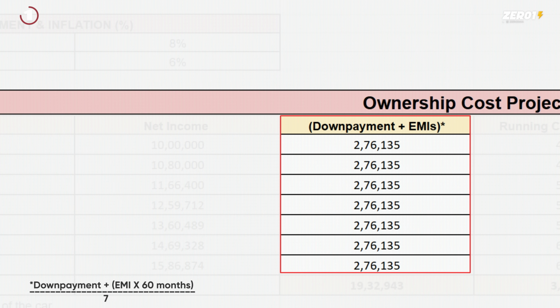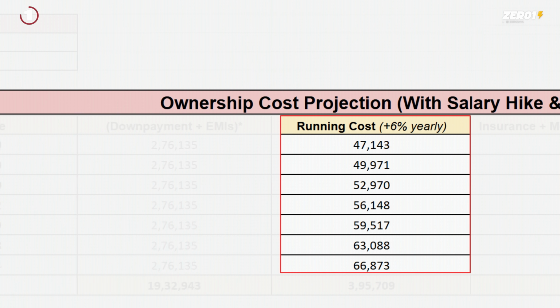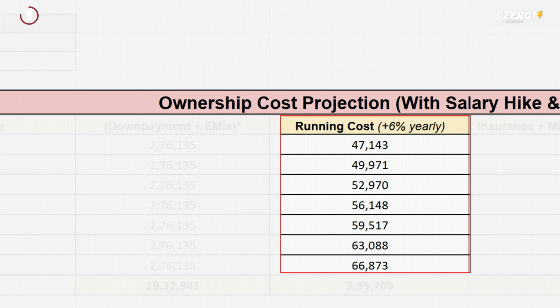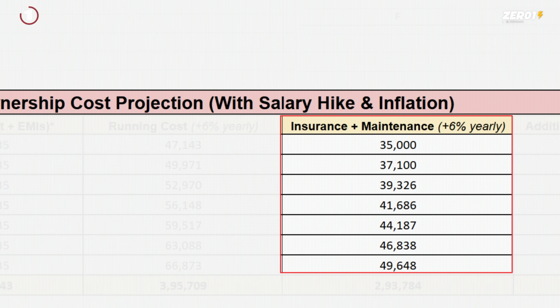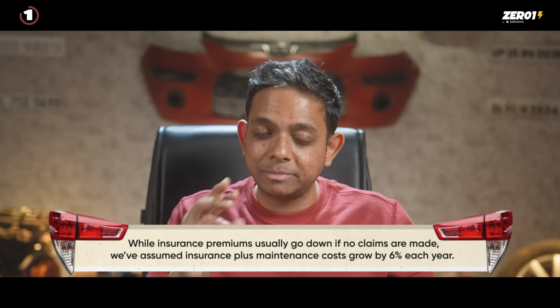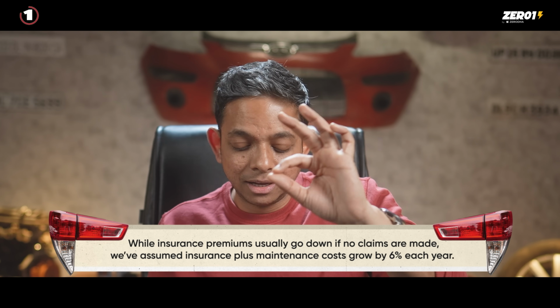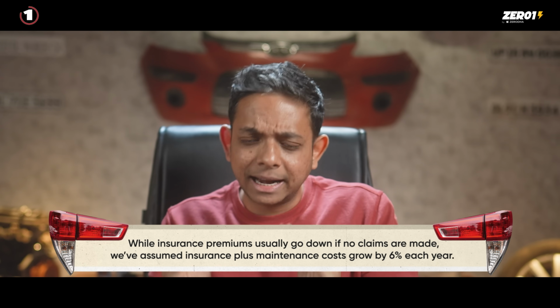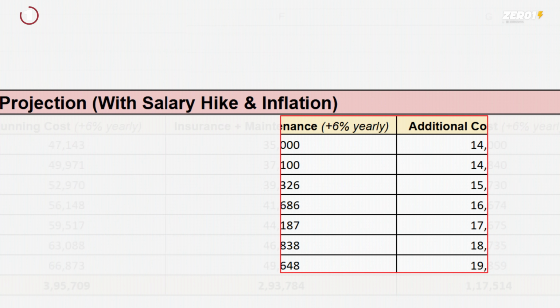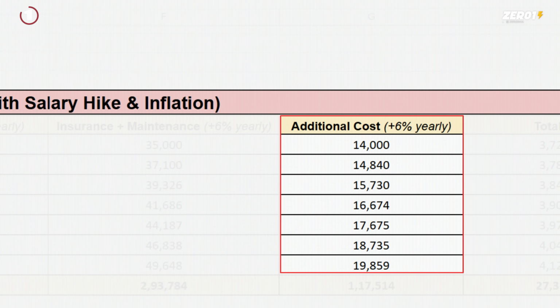The down payment and EMI stay the same. We have the running cost, which let's assume increases by 6% a year. You hadn't thought about this. Then we have insurance and maintenance. Insurance will stay the same, but maintenance can increase a little bit. So I'll make the increase a little gradual, but there is some increase. Additional cost also has a gradual increase. And we have the total cost.